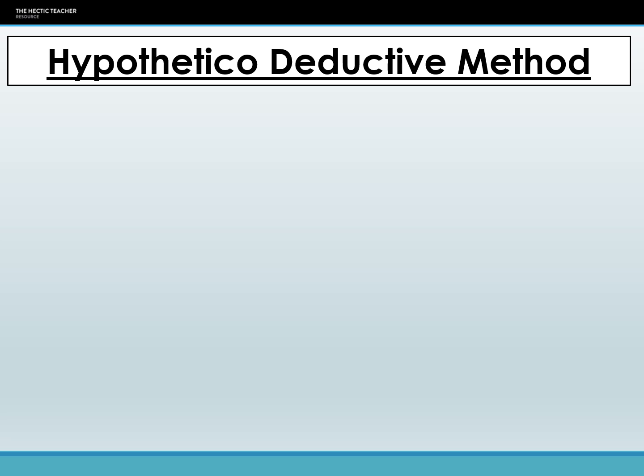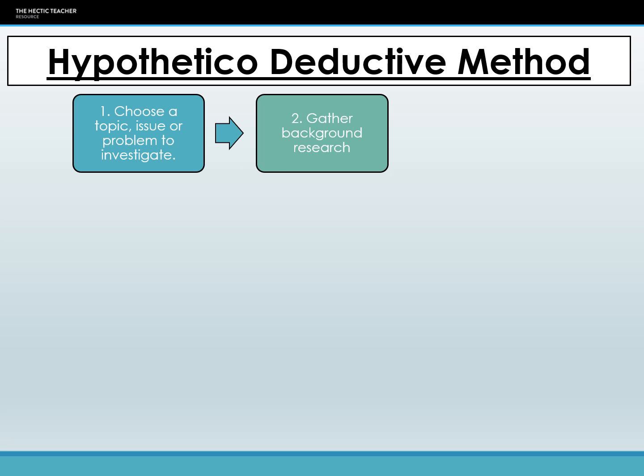So we're going to go through the whole process, and I'm going to talk about each step in a little bit more detail, but just to give you an overview, there are 9 steps to the hypothetico-deductive model. The first being to choose a topic, issue or problem to investigate. Slightly obvious, you can't design research if you don't know what you're going to be researching. Once that's been done, gathering background research, and we'll look at the reasons why a sociologist or a researcher would do that as part of the design process.